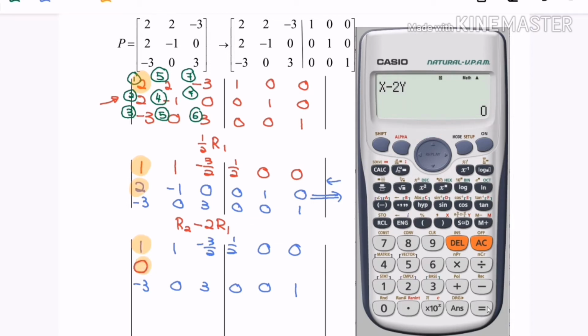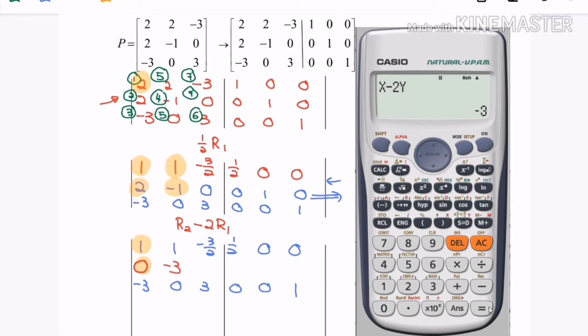Next step, again press the button Calculate. The calculator asks the same thing. What is your R2? Here my R2 is equal to negative 1, so key in negative 1. Again they ask you, what is your R1? My R1 is equal to 1, so I key in 1 and then press equal. Automatically, it shows you the answer. The value is negative 3.